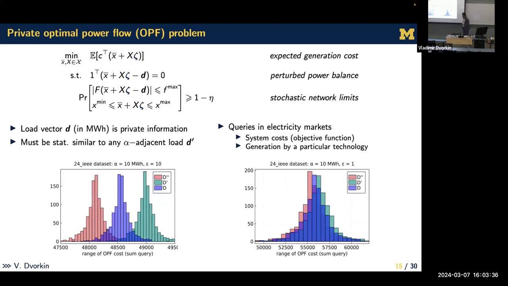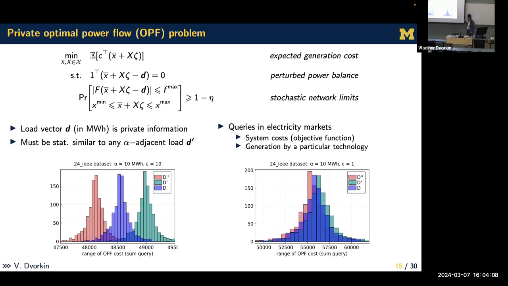And that's how it looks in practice. So what we depict, the query that we make is the system cost, and this is a distribution of system cost on 3 different data sets: D, D prime, D double prime. And epsilon is chosen large, meaning that the magnitude of noise is small. We see that we can clearly distinguish between different distributions, meaning that we don't have much privacy protection.